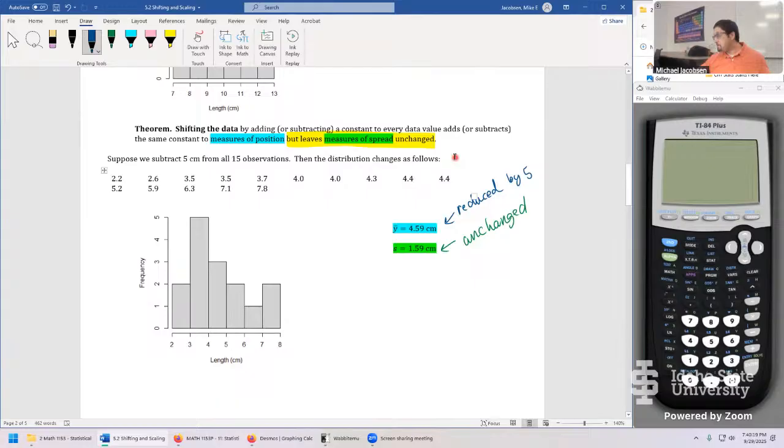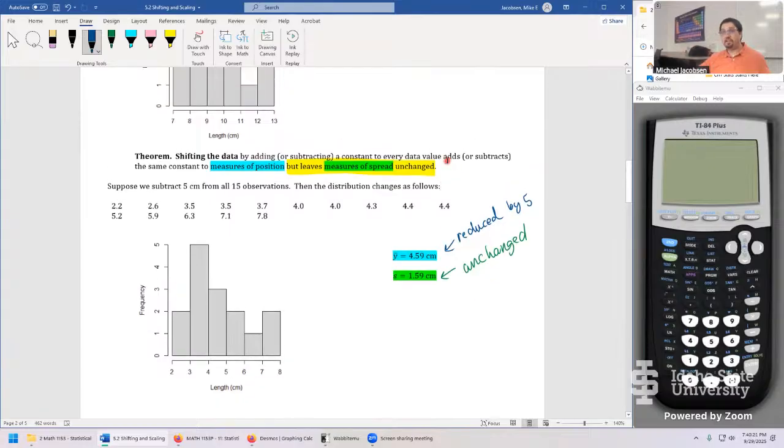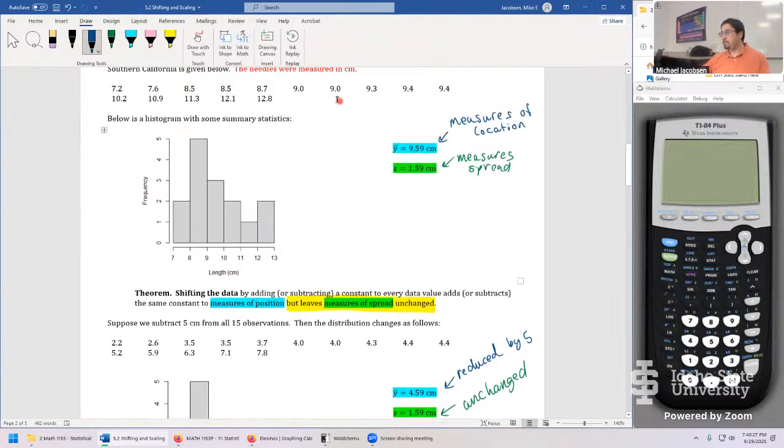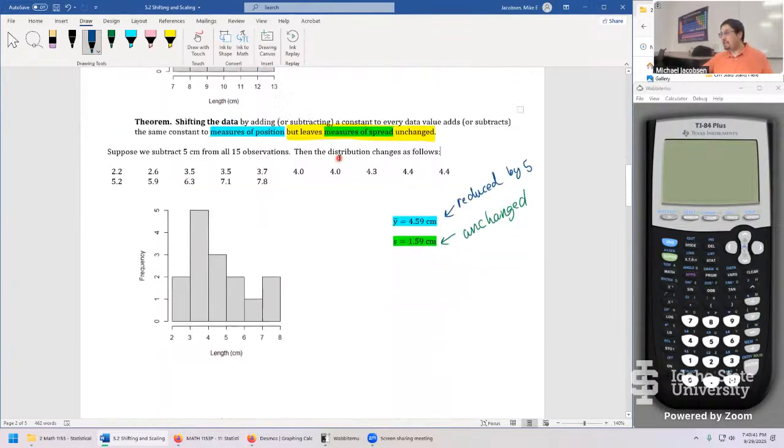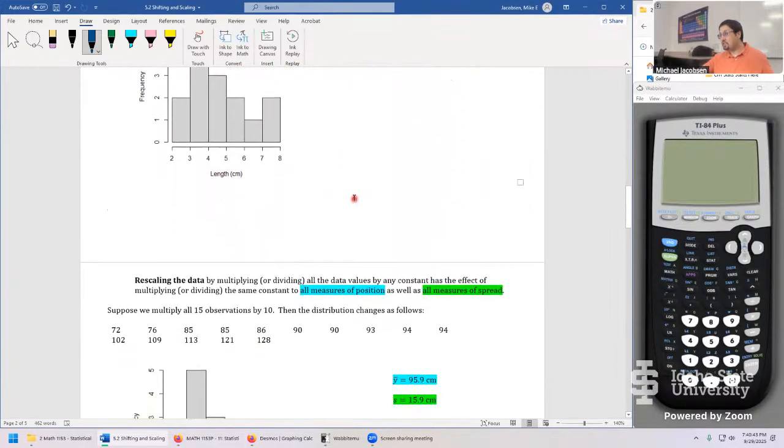Okay, and if we did something different, say rescale the data, that would mean we took all the data values, say the original ones up here, and multiplied or divided by the same constant. We just can't divide by 0. We'd have 15 undefined statements. But we could divide by 3, we could divide by 100, or multiply by 10. That's what's going on in this one over here.